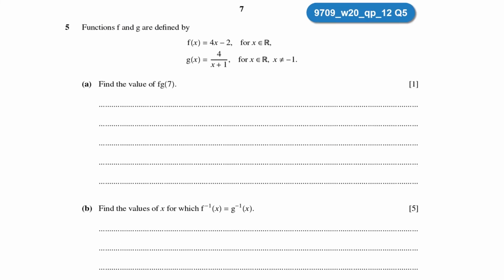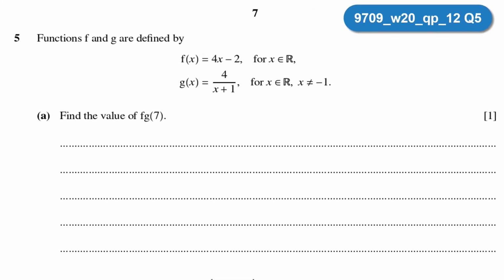Question number 5. The functions f and g are defined by f of x is equal to 4x minus 2, for x is an element of all real numbers, and g of x is equal to 4 over x plus 1 for x is an element of all real numbers and x is not equal to minus 1. So on A, find the value of f g of 7.